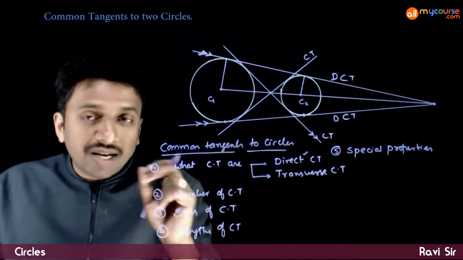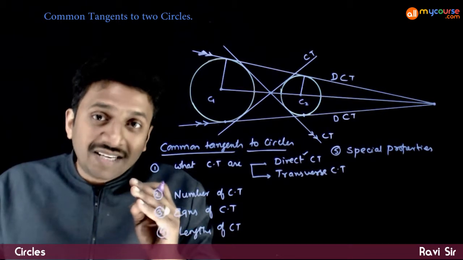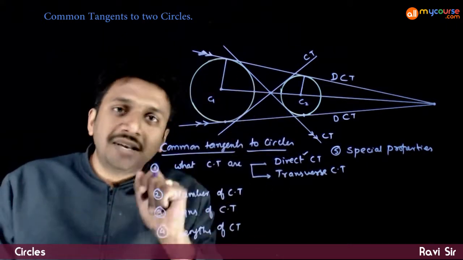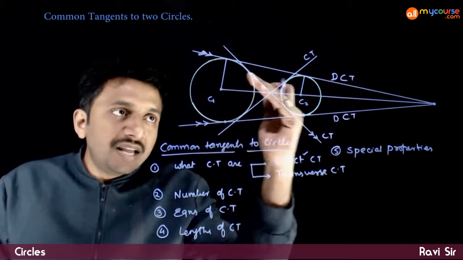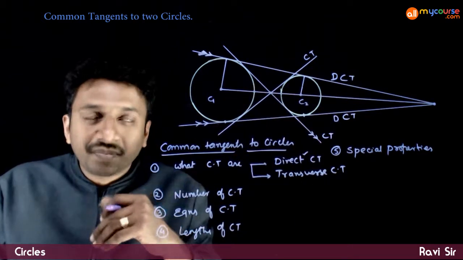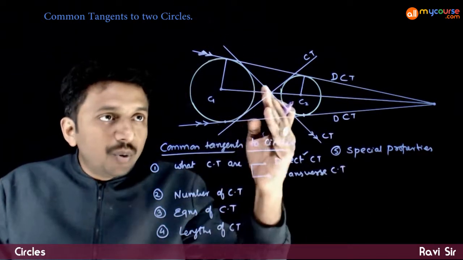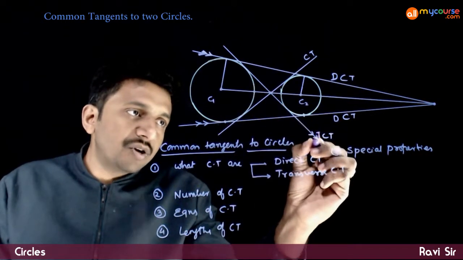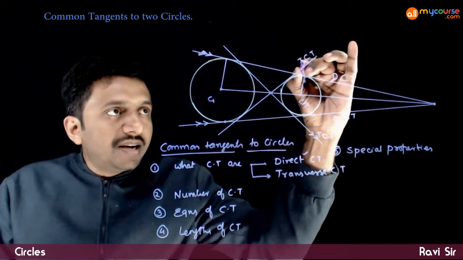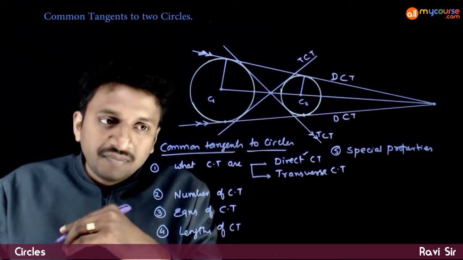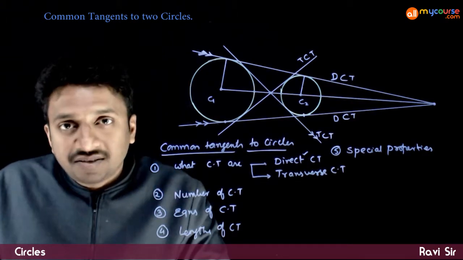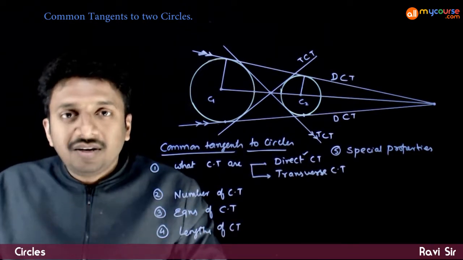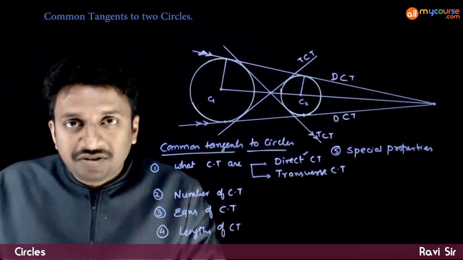Transverse common tangents are those tangents for which the centers of the circles lie on the opposite sides of the line. If you take this line, one center lies on this side of the line, the other center lies on that side. So if you extend this line, both the centers lie on opposite sides of the line. Hence, this is a transverse common tangent. This line is also a transverse common tangent. So the first question has been answered: what is a common tangent and what are the types of common tangents? Direct common tangent and transverse common tangent.